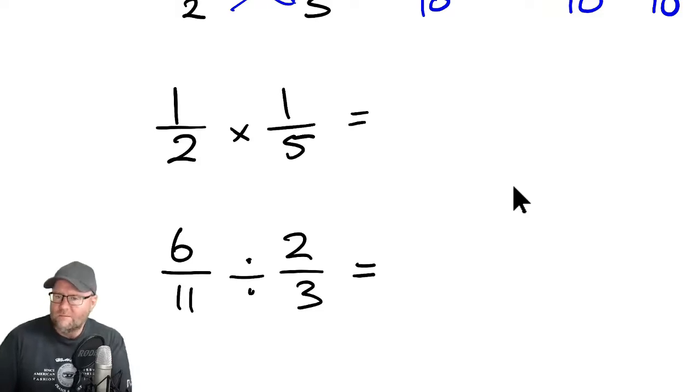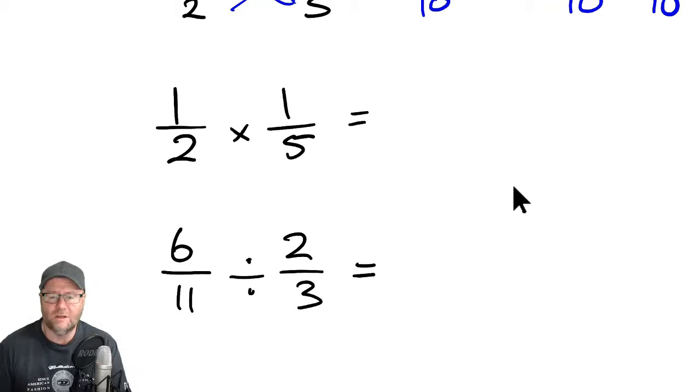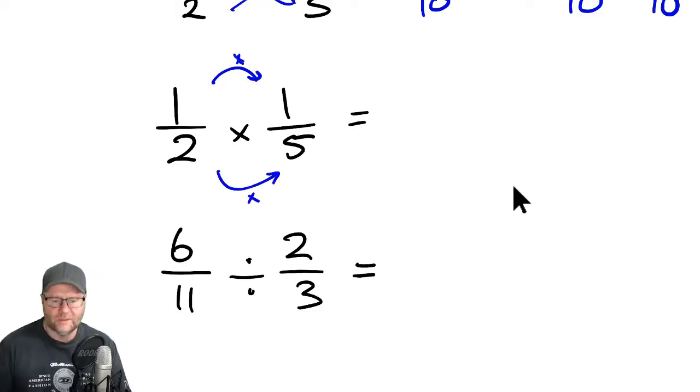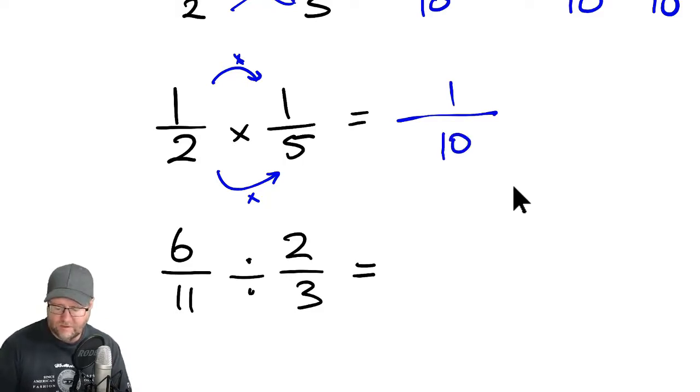The trick with multiplying fractions is these are actually easier. Multiplying and dividing fractions are easier than adding or subtracting them. We multiply the tops, all right, and we multiply the bottoms together. So my numerators will be 1 times 1 is 1. Across the bottom, 2 times 5 gives me 10. Done. I told you they were easier, didn't they?